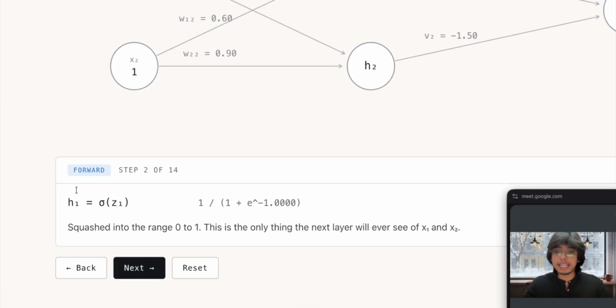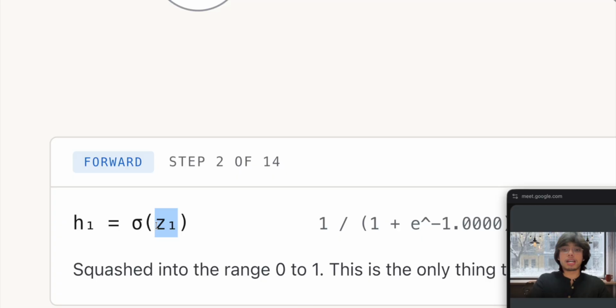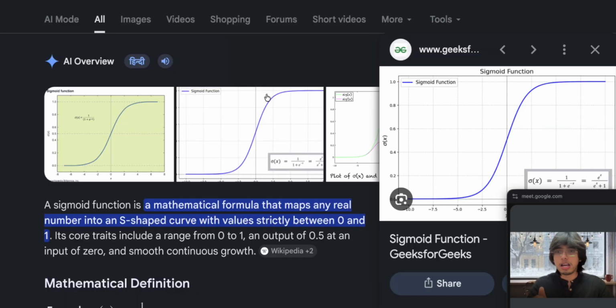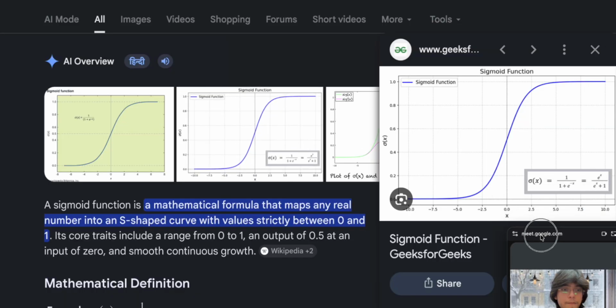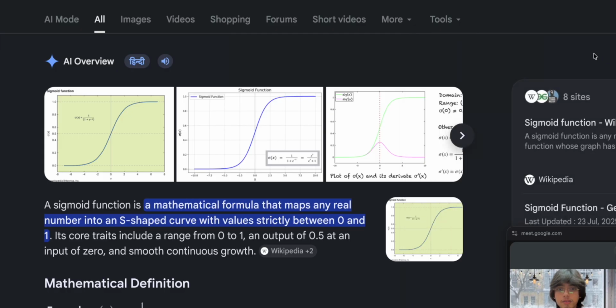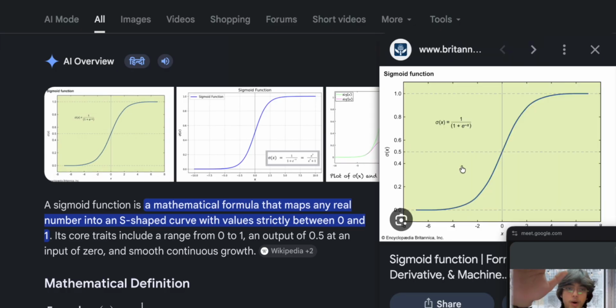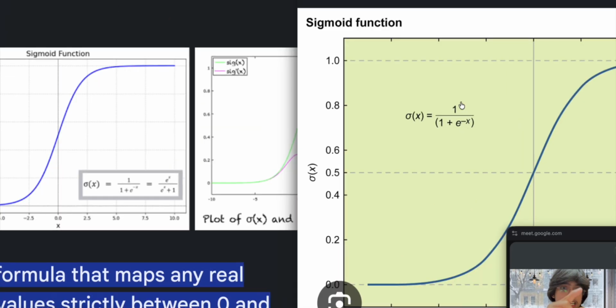Now the next step is where we put that z1 into another function. What function is this? This is a sigmoid function. Let me Google search it. So this is a sigmoid function, and you can see it looks like an S curve. Now let's focus properly. This particular function always gives us a value between 0 and 1. It accepts input from the whole real number line, but the output is always between 0 and 1. And see the function here: it's 1 divided by 1 plus e raised to negative x.